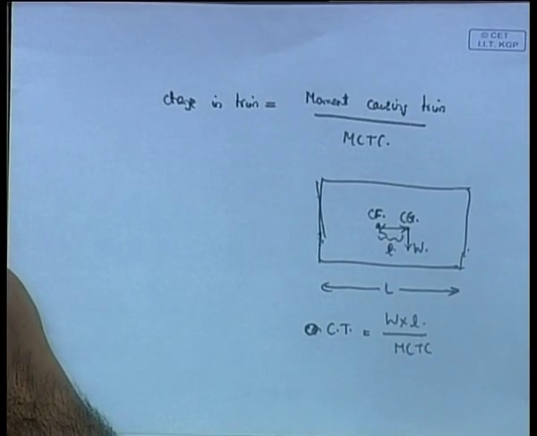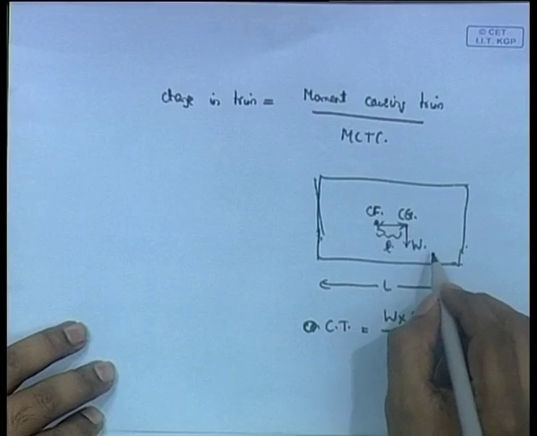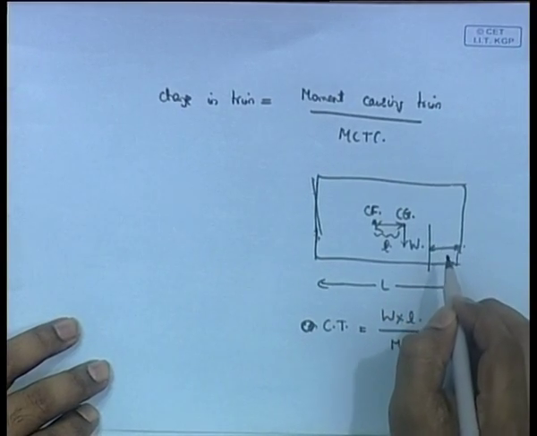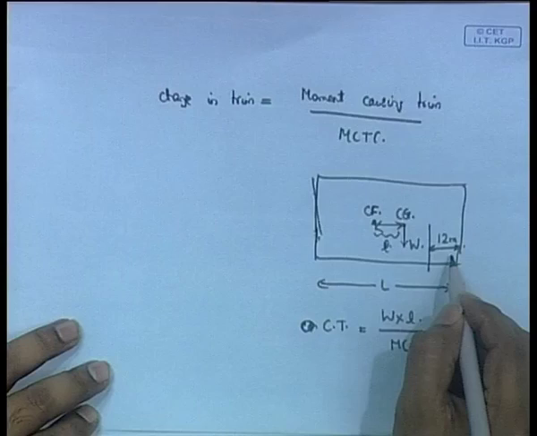For instance, you might end up with a problem like this. The problem states that there is a box of length 180 meters and breadth floating at an even keel at a given draft. Find the draft of the vessel forward and aft if the empty full breadth compartment of length 12 meters is flooded. A compartment of length 12 meters gets flooded here.